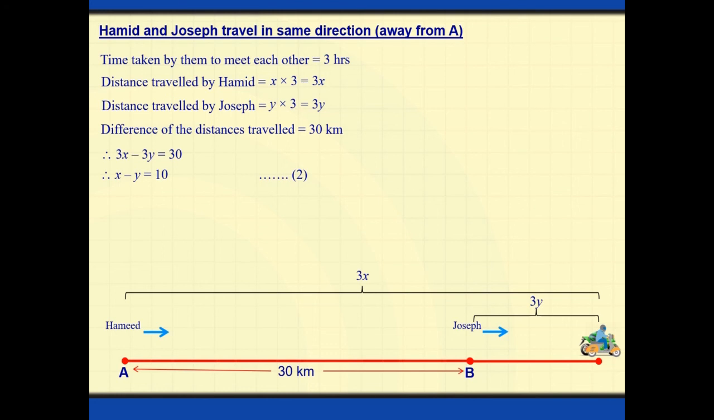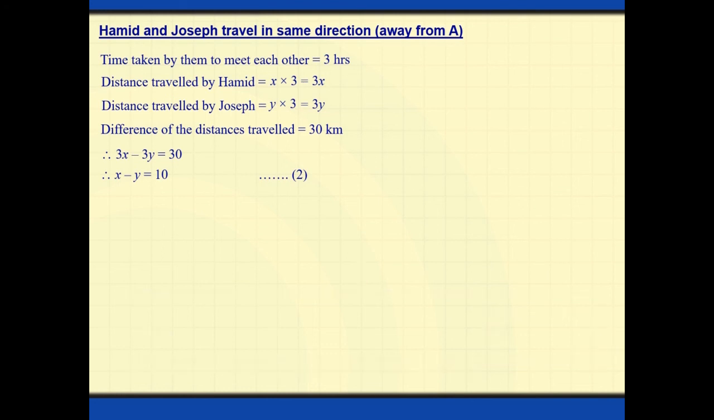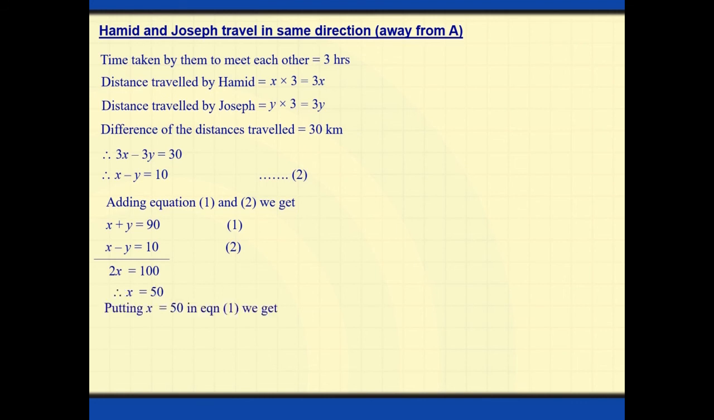This is our second equation, and now all we need to do is just add the two equations. It is equation 1, x plus y equal to 90, and equation 2, thereby giving us 2x equal to 100, and solving for x gives us x equal to 50. And substituting this value of x in equation 1, we get y equal to 40. So now we have our speeds. That is our final answer. Hamid's speed is 50 kilometers per hour and Joseph's speed is 40 kilometers per hour.